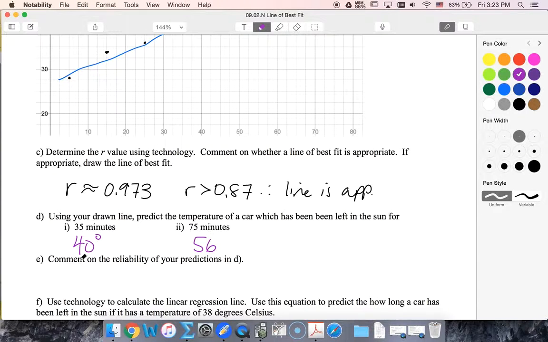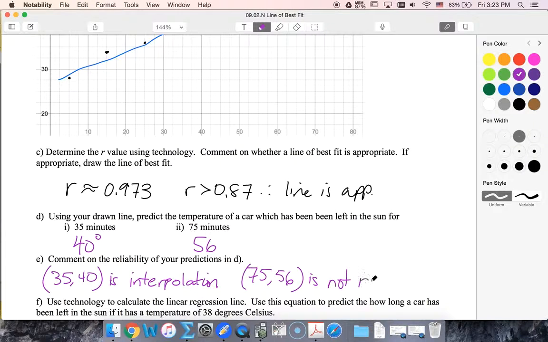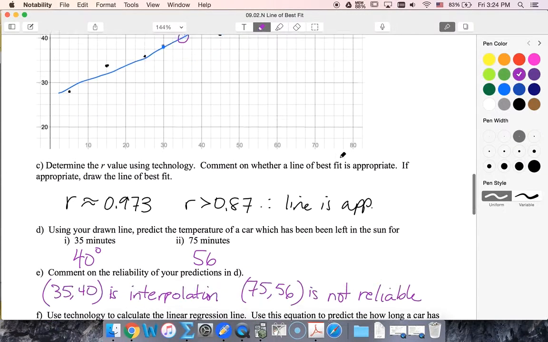So this one is reliable. So 35, 40 is interpolation, so therefore it's reliable. The 75, 56 is not reliable. It's so far outside of the data, it barely even fit on my graph.